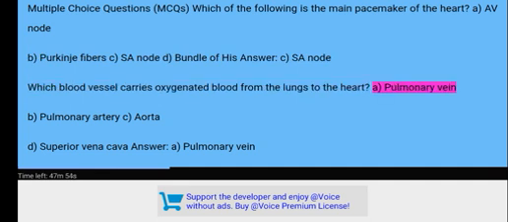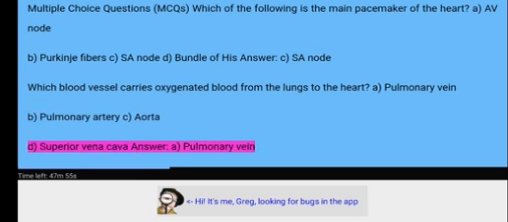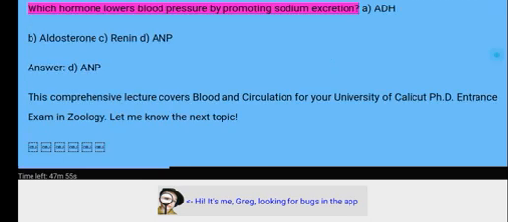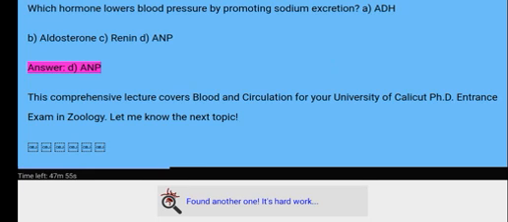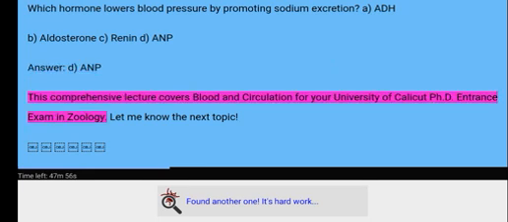Which blood vessel carries oxygenated blood from the lungs to the heart? A. Pulmonary vein. B. Pulmonary artery. C. Aorta. D. Superior vena cava. Answer. A. Pulmonary vein. Which hormone lowers blood pressure by promoting sodium excretion? A. ADH. B. Aldosterone. C. Renin. D. ANP. Answer. D. ANP.